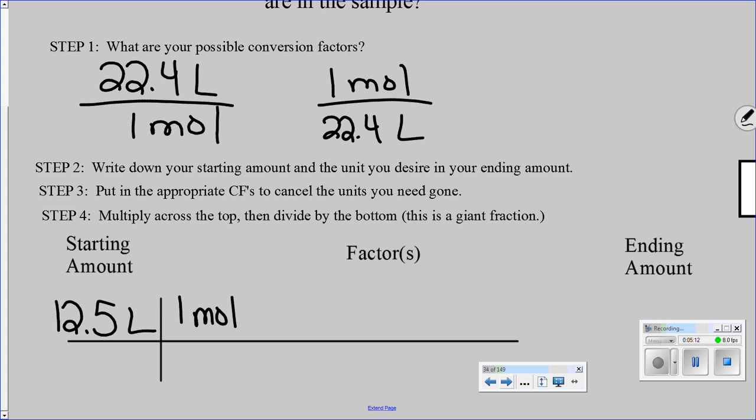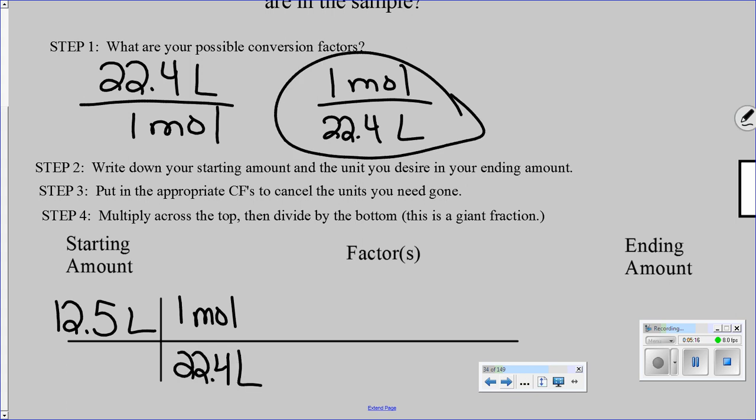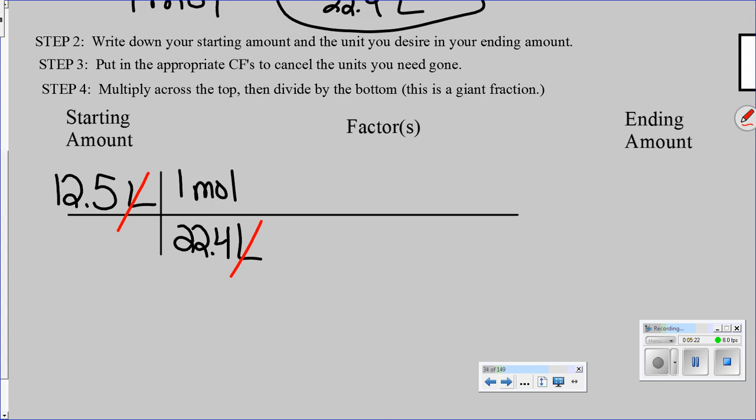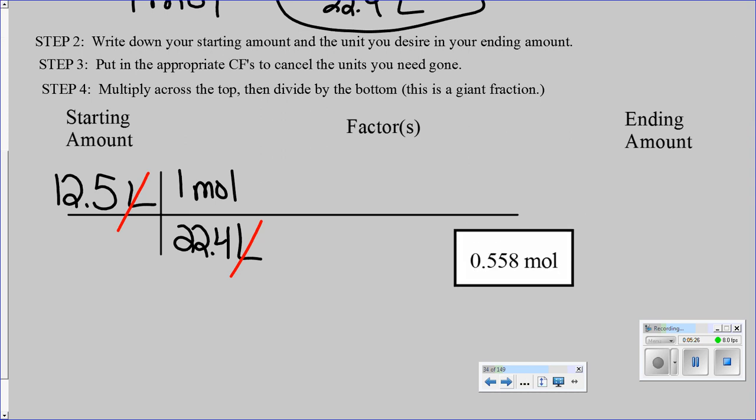So I'm choosing this one right here. That puts my 22.4 liters on the bottom. And what I'm actually doing mathematically is dividing 12.5 divided by 22.4, which will give me 0.558 moles. And that makes sense. So that's about half of 22.4, a little bit more. So we have a little bit more than half a mole.